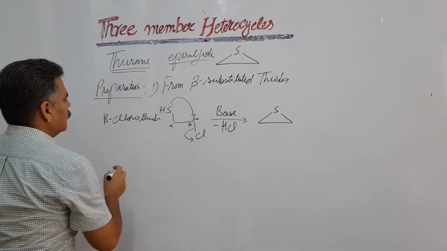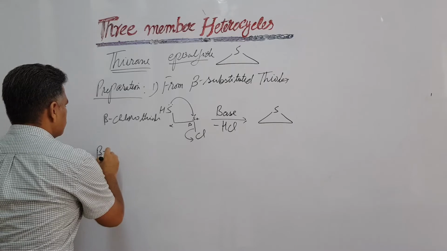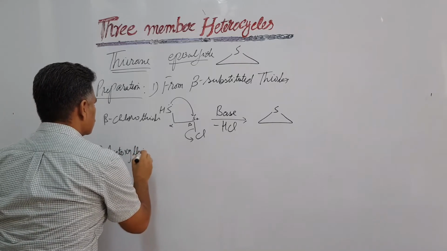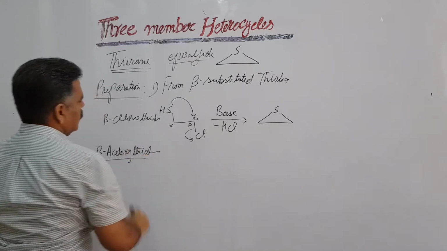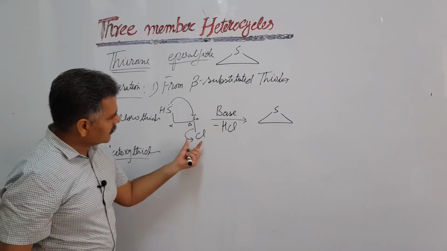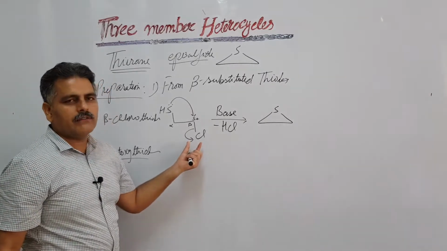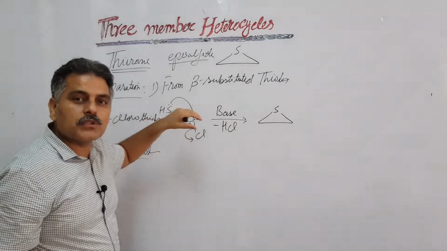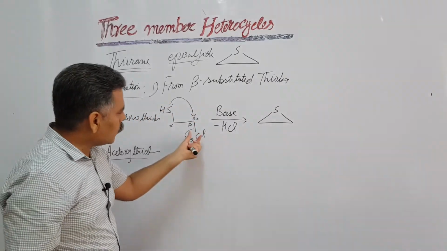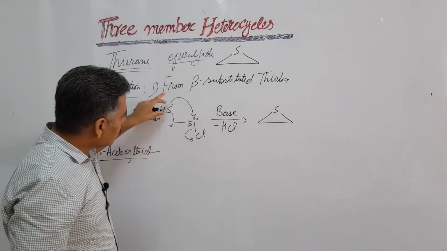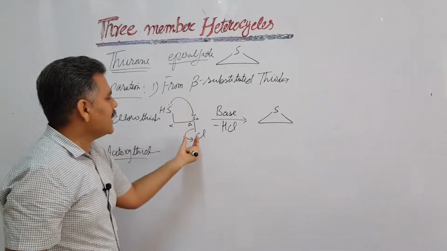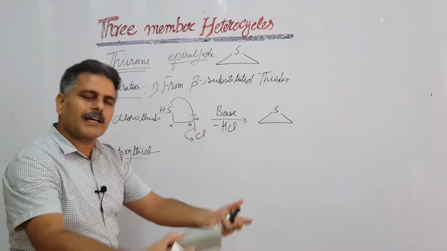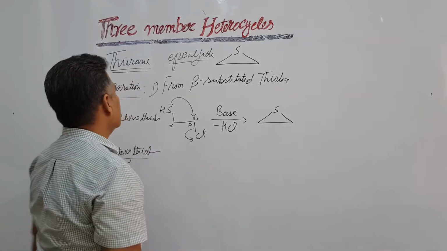And also if we have beta acetoxy thiols. So instead of the presence of Cl here, we have an acetoxy group. It means this beta carbon is substituted with some good leaving group. If there is a good leaving group here, it will facilitate the attack of sulfur and it will leave from here, and if there is a bad leaving group here, then you will convert it into a good leaving group, then this reaction is also facilitated.